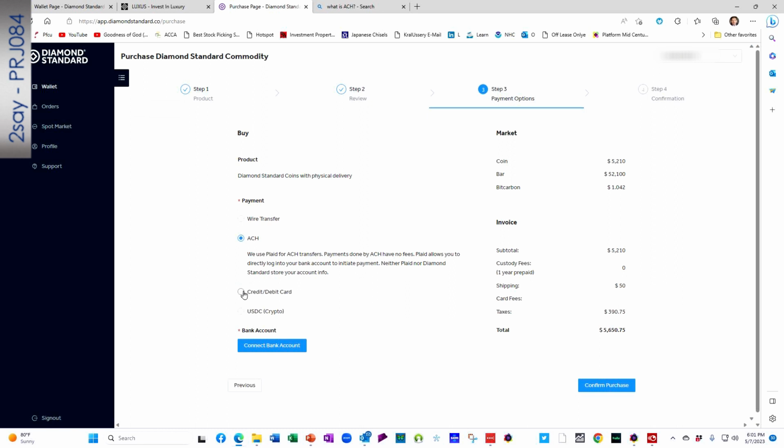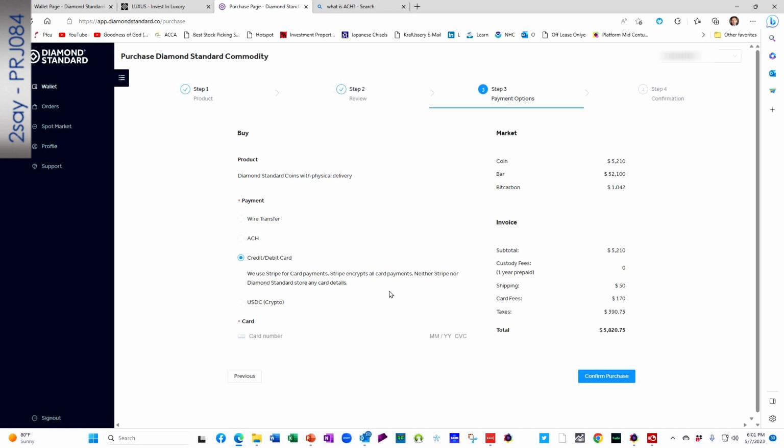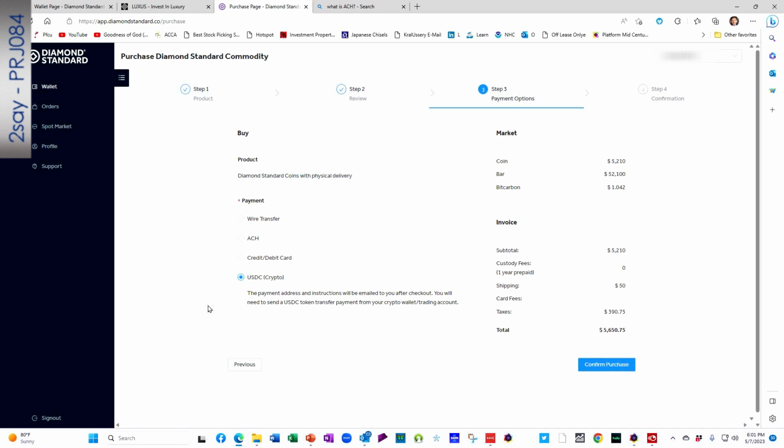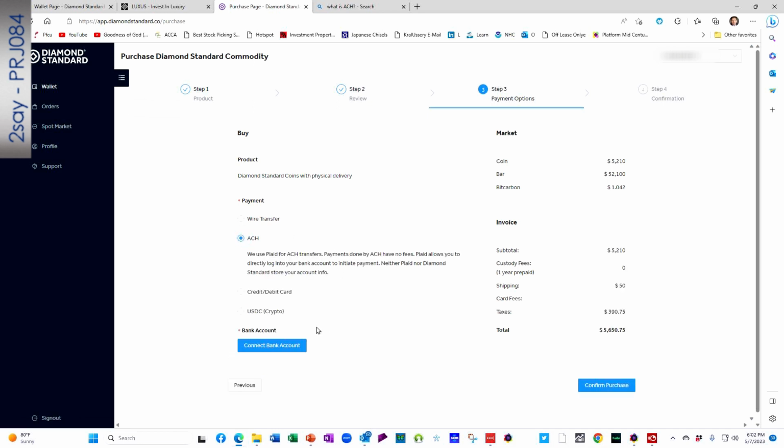All right, now you also can pay with a credit card or a debit card. And you can also pay with crypto if you want to use stable coins. So USDC stablecoin, you can also purchase that way. So you have options here. Today I'm going to do an ACH. I'm going to click on Connect Bank Account.